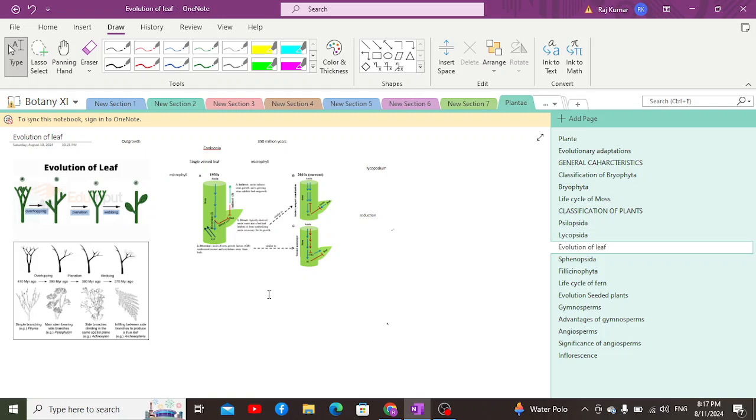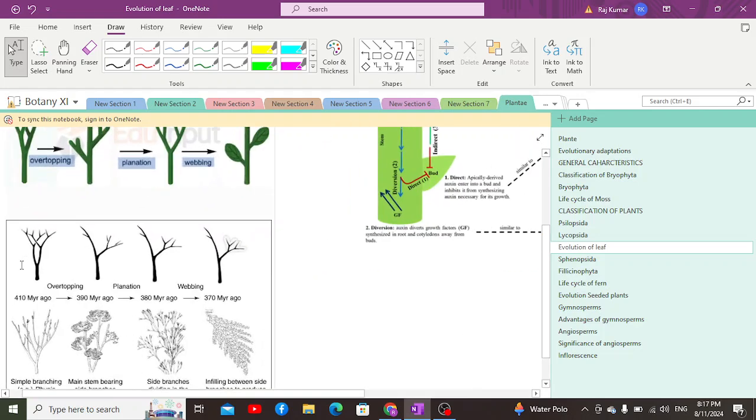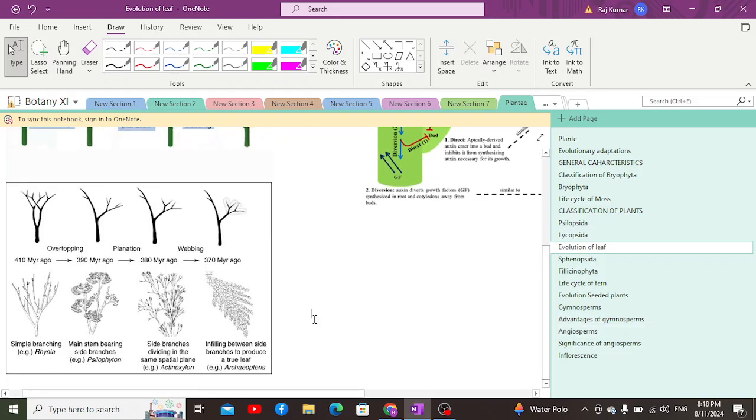So in that sense, the next structure which would be derived would be polyveined leaves from the single-veined leaves. Now for that, we have another theory which is known as webbing theory. Now let us understand how this webbing theory occurs. Webbing theory basically has three major steps: overtopping, planation, and webbing or fusion.